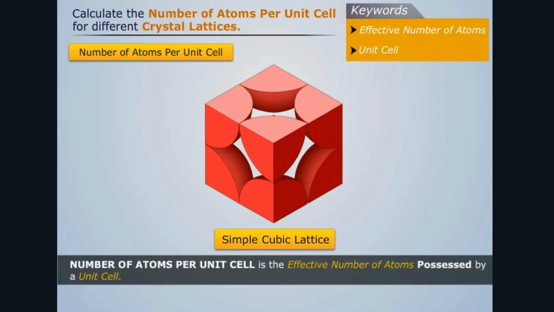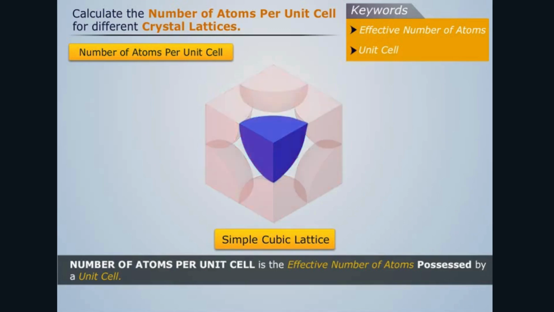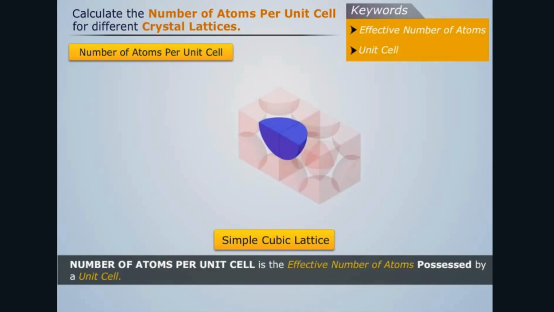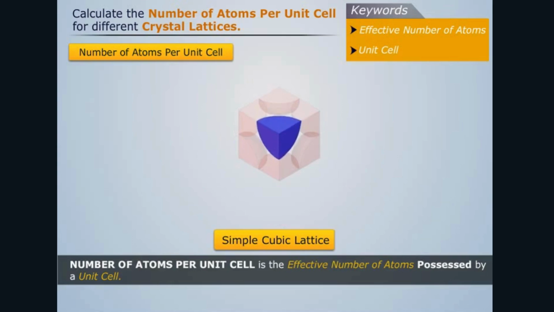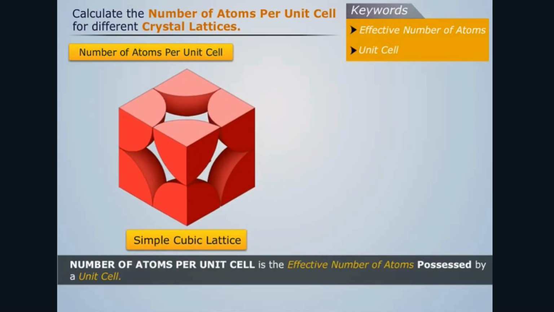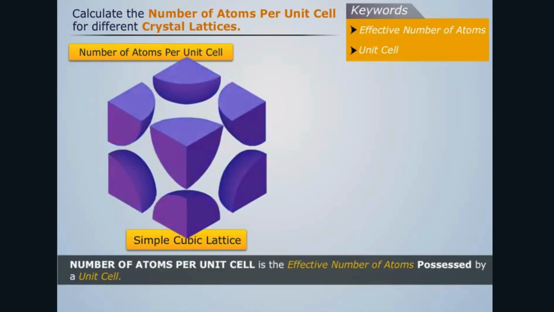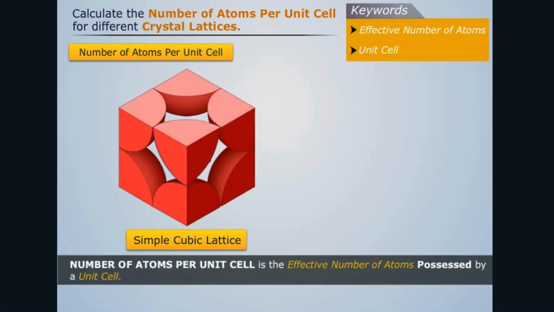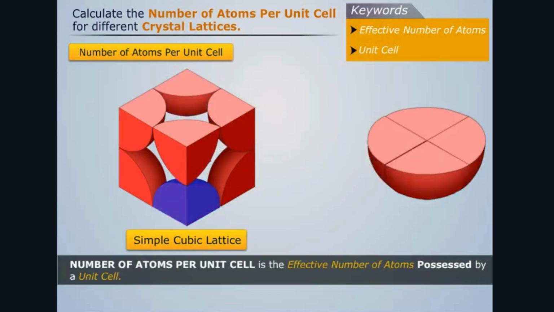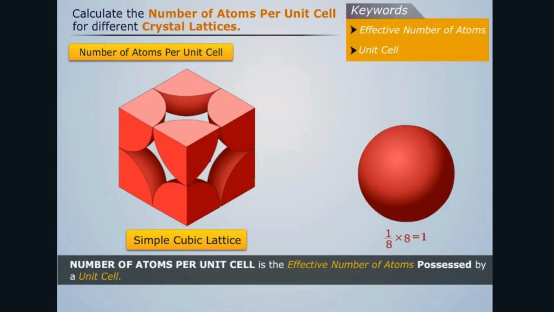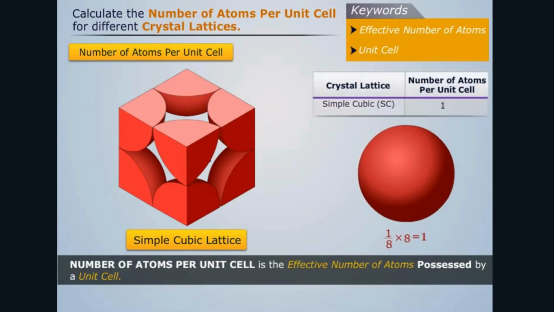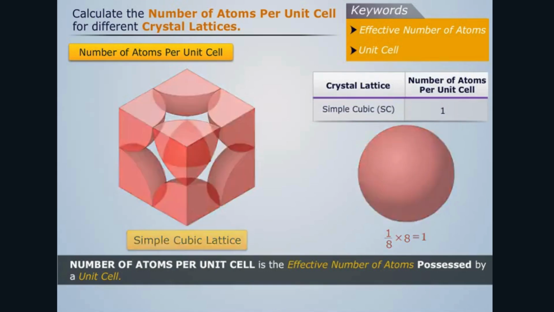We know that simple cubic lattice has 8 corner atoms, each of which is shared by 7 other cubic lattices. Thus, only 1/8 part of the complete atom lies in an individual unit cell. Since simple cubic lattice has 8 corner atoms, therefore the total contribution of all 8 corner atoms is 1. Thus, for a simple cubic lattice, number of atoms per unit cell is 1.